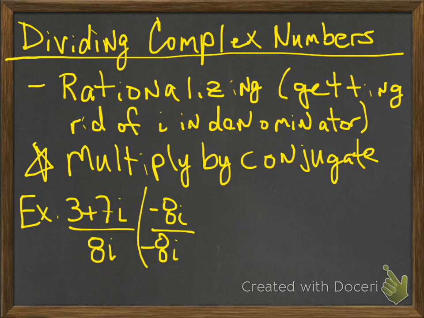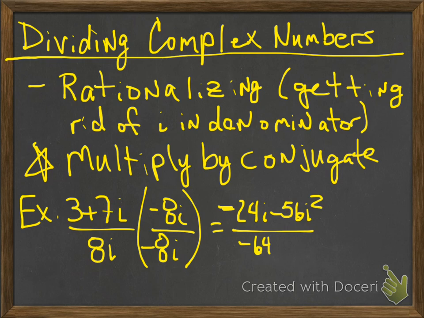Notice I'm multiplying top and bottom by that. I'm trying to show every step here. I'm going to use the distributive property, so 8 times 3 is 24, negative 8 times 7 is negative 56, and i times i is i squared. 8 times 8 gives me negative 64, 8 times negative 8, and i times i is i squared. Now remember, the i squared means they change signs. So I have 56 minus 24i over 64, because that negative becomes positive now.